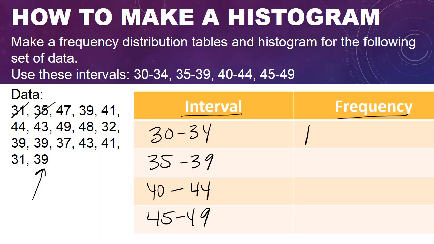So we just keep doing that. 35 goes between 35 and 39. 47 falls in the bottom category. 39, 41, between 40 and 44, 44, 43. So we're just making our tally marks here for our data. This is the best way to do it, to keep track, to make sure that we account for every single number that is in our data set.